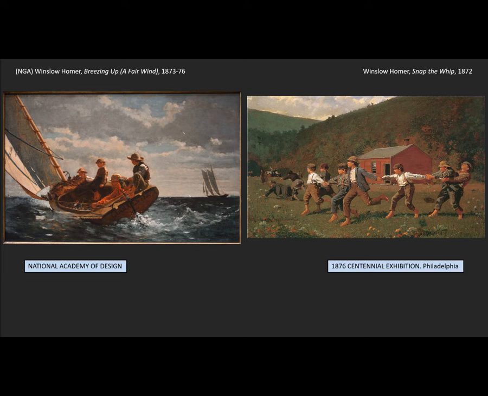Akins gives the Gross Clinic as a sign of American medical progress. And as we read, it's rejected because it's too gory, right? They end up putting it in a medical display of a medical instrument, not with the rest of the art. Homer takes Snap the Whip, one of his most famous earlier works, and submits it, is accepted to the Centennial Exhibition. So the idea that children are the future is certainly on Homer's mind. Otherwise, he would not have submitted.